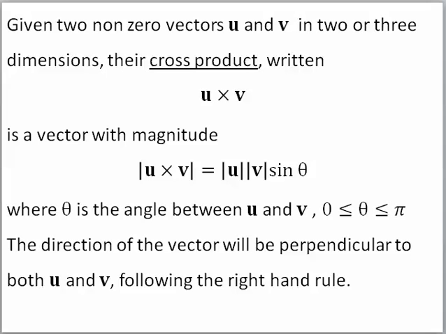Given two non-zero vectors u and v in 2 or 3 dimensions, their cross product, written u cross v, is a vector with magnitude equal to the magnitude of u times the magnitude of v times the sine of the angle between u and v. The direction of the vector will be perpendicular to both u and v following the right-hand rule.